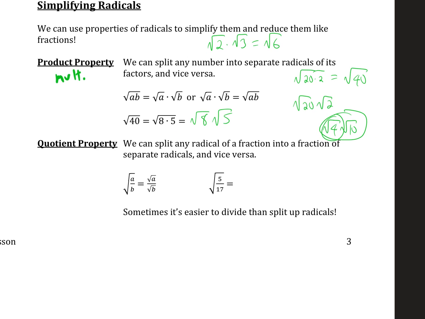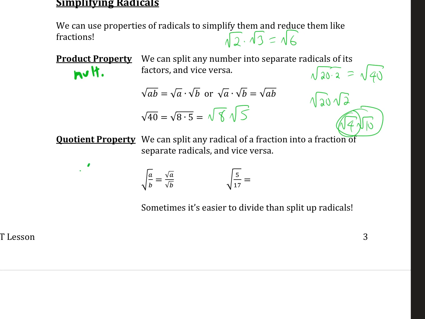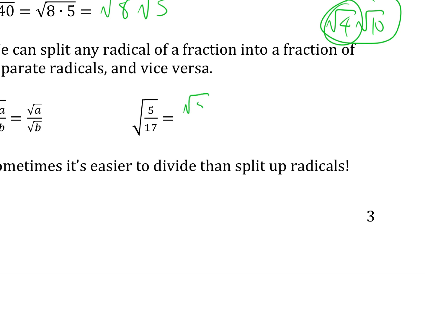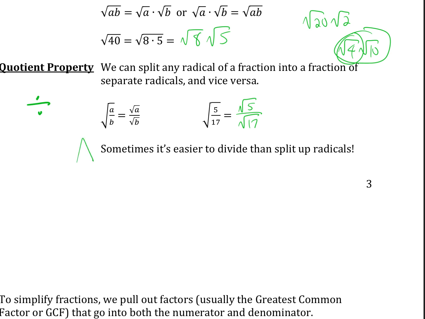Okay? Quotient property, what operation is that? That is division. So you can take a big radical and split it into 2 smaller radicals, or vice versa, right? So instead of doing square root of 5 over 17, we can do square root of 5 over square root of 17, okay? And maybe put a star by this here. Sometimes it's easier to divide than to split up the radicals. So for example, if you had square root of 10 over 5, I would not split this up. I would just ask, what's 10 divided by 5? It's just 2. So think about if it makes sense to divide first before you split it up, because it can save you some time and make your life easier, okay?